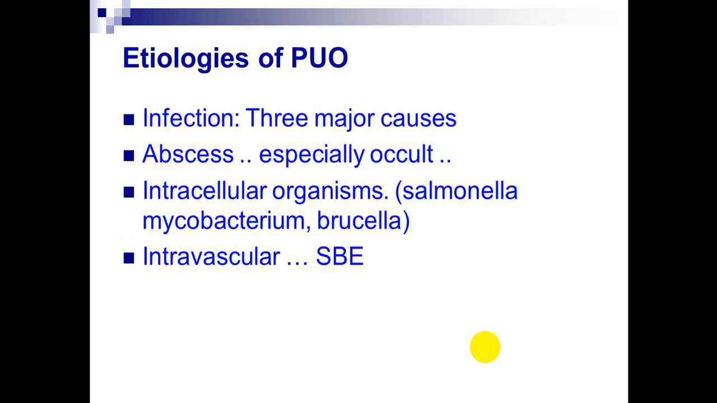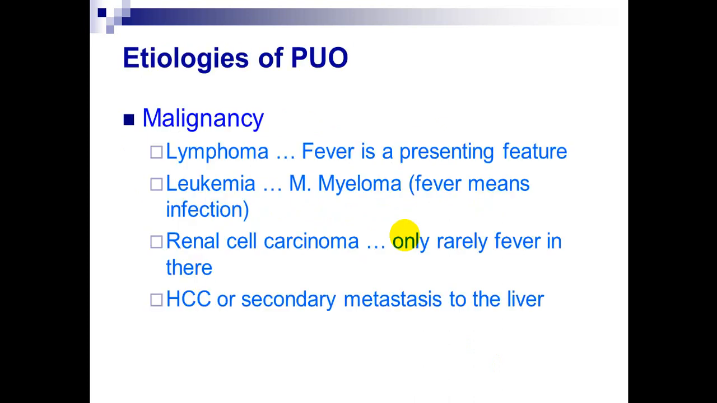Etiology, as I mentioned, infection, 3 major causes: abscess, occult abscess. Where is an occult abscess? Perinephric abscess, subdiaphragmatic abscess, intracellular organisms, Salmonella, Mycobacterium, Brucella, and intravascular, subacute bacterial endocarditis. So these are the 3 main causes of PUO as infection.